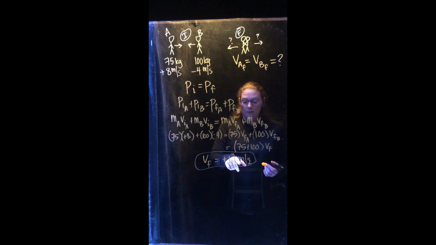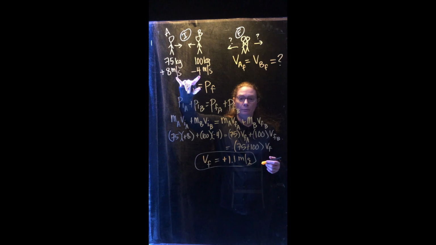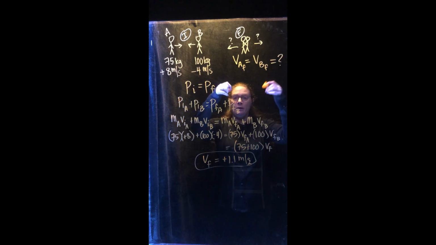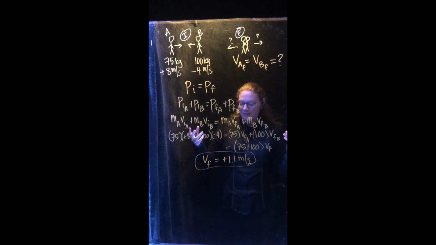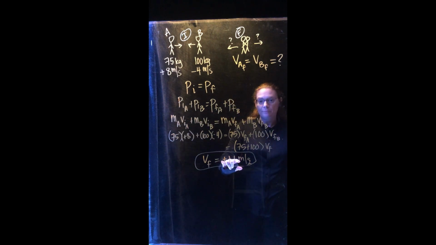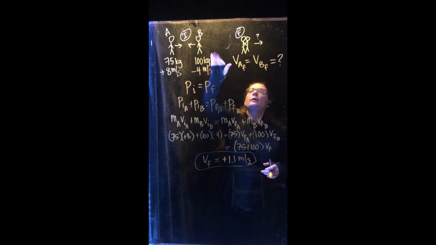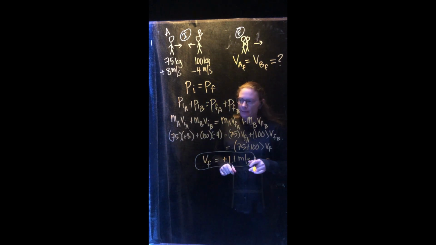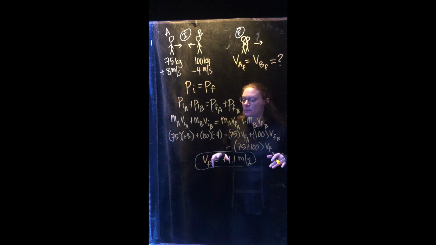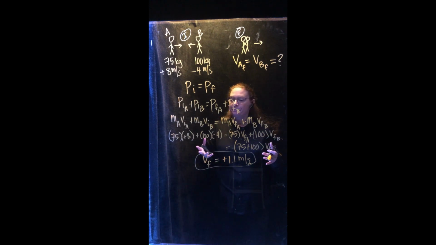1.1 meters per second. Would it make sense that the speed of them combined is less than the speed of either of them to start with? Absolutely. You've got one going this way, one going this way, they stick together. They're not going to be going faster than either one of them started, so a pretty small number for the velocity looks correct. So 1.1 meters per second, and they end up going that way. So that is the mathematical equation method, and let's do the table method next.